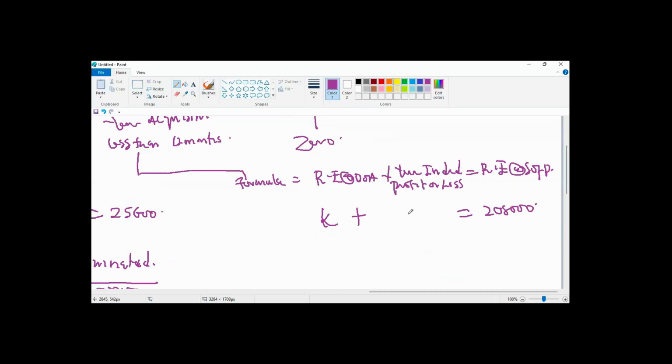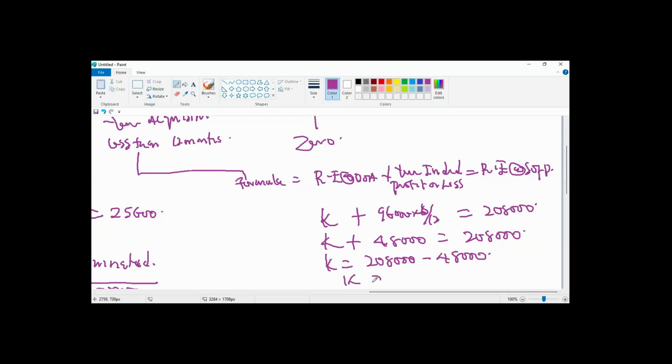Year-ended profit or loss, I'll go to the subsidiary. What is the profit or loss? 96,000. You can also make it 96,000 times 6/12. So K plus 96,000 times 6/12, which is 48,000, will give me 208,000. I will collect the like terms by saying K equals 208,000 minus 48,000. Then K will equal what? 208 minus 48, 160. That will give me 160,000.